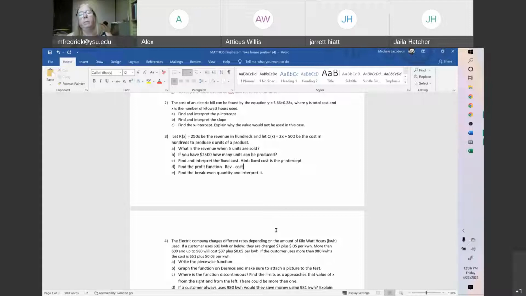How do you find the break-even quantity? Two different ways you can find it. Just set profit equal to 0. Yes, one way is to set your profit equal to 0. The other way is to set revenue and cost equal. Because when you break even, you're not losing any money, but you haven't made any, so profit is 0. Or your revenue, the amount you brought in, and the amount you paid out are the same. So either set revenue equal to cost or profit equal to 0.